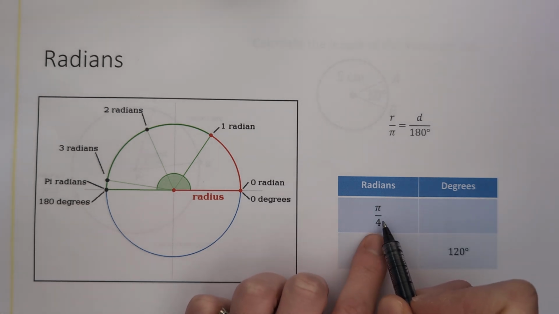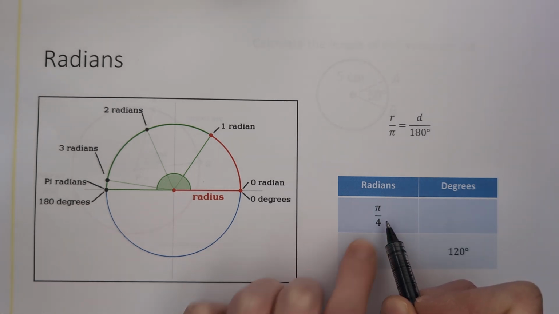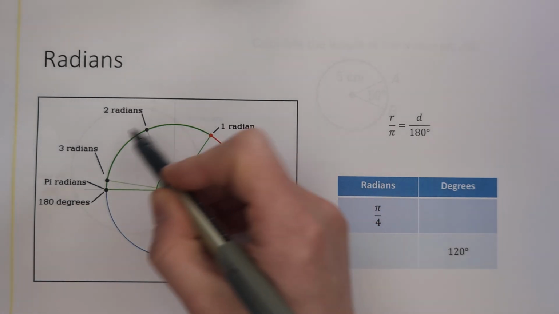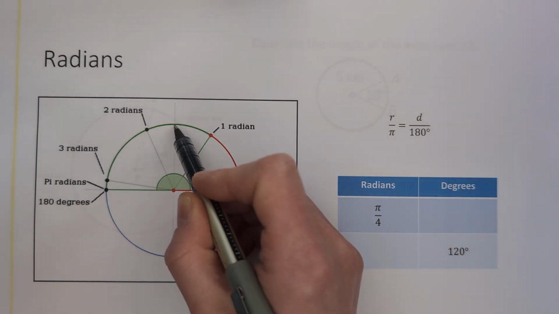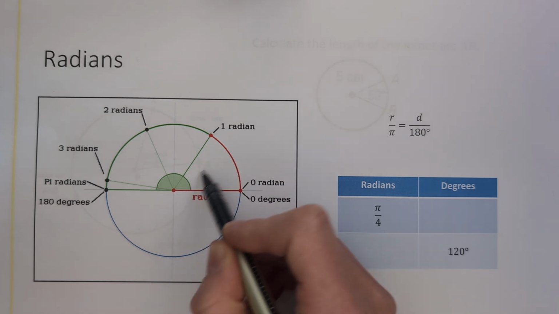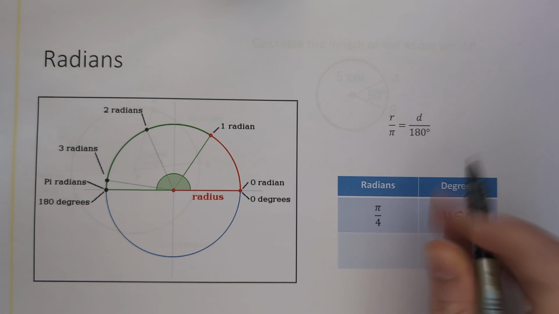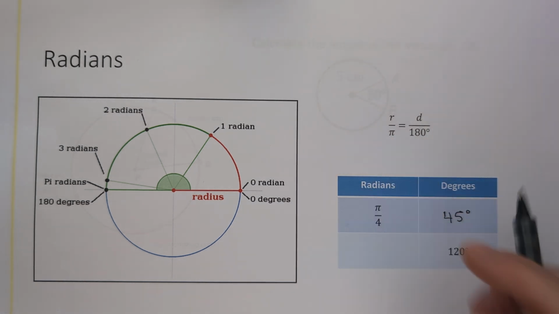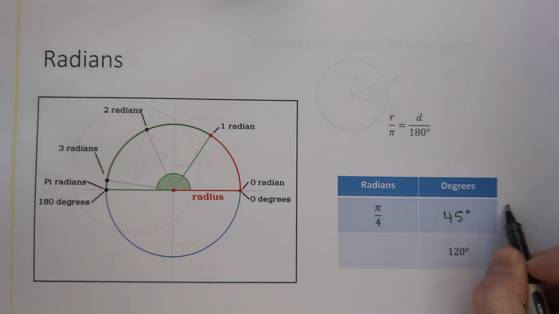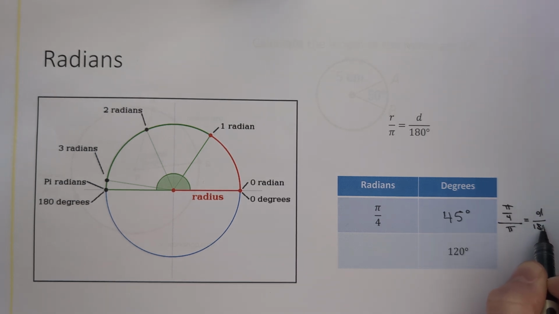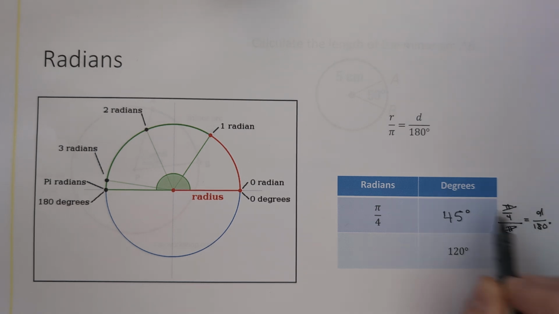So radians, pi over 4, you can think of these nice things. Well, here pi is 180 degrees. So pi over 4, if I were to split this into quarters, would be 45 degrees. You could also substitute this into this equation here and say, okay, well, pi over 4 radians divided by pi is equal to some number of degrees over 180 degrees. Pi's will cancel. You have 1/4 and multiply it by 180, and you get 45 degrees. And you can do the same thing going back the other way.